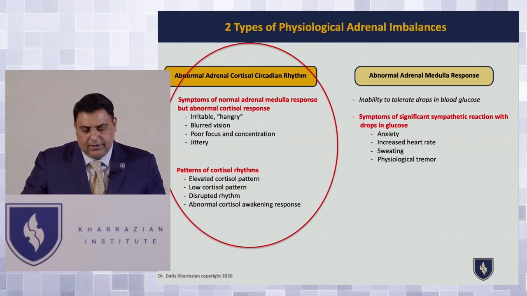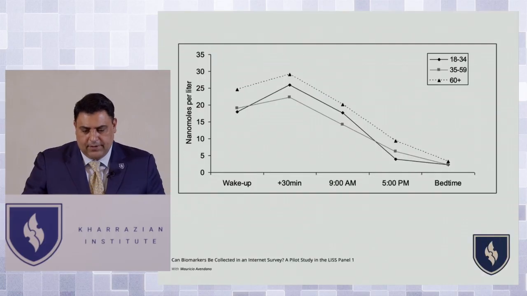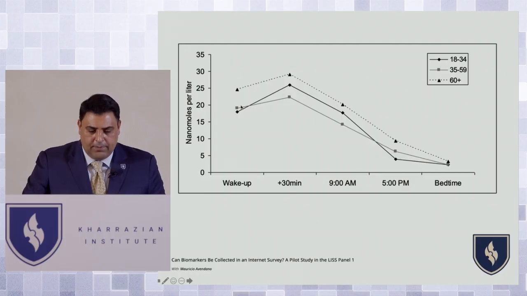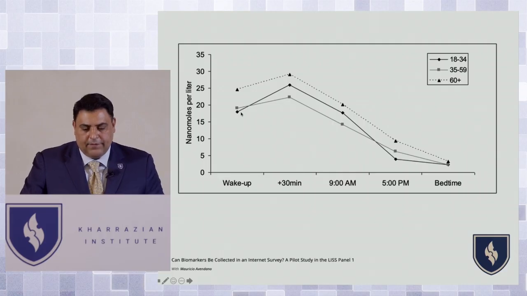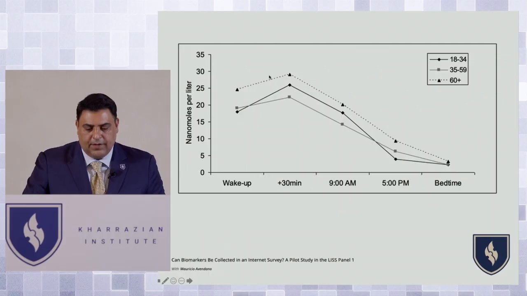So any of those possibilities are associated with hypoglycemia. Here you see a typical cortisol rhythm. They wake up, and the first thing you see within that first 30 minutes is called the cortisol awakening response. Cortisol levels should go up about 50% from when they wake up to the first 30 minutes. That's a normal physiological response.